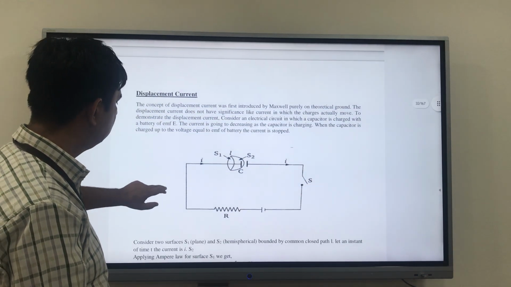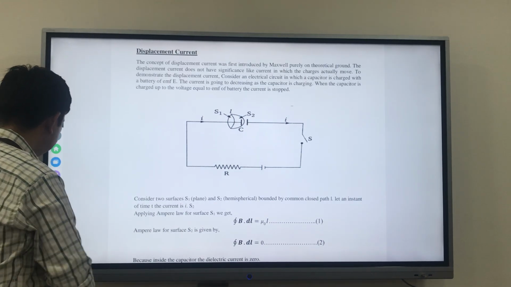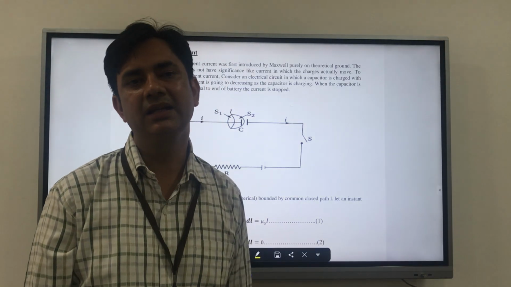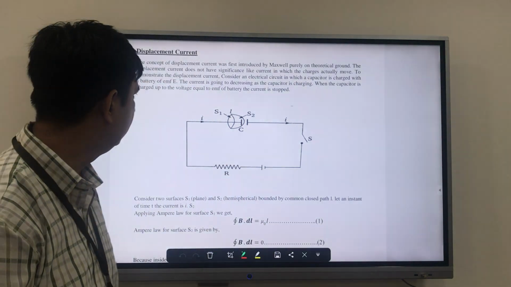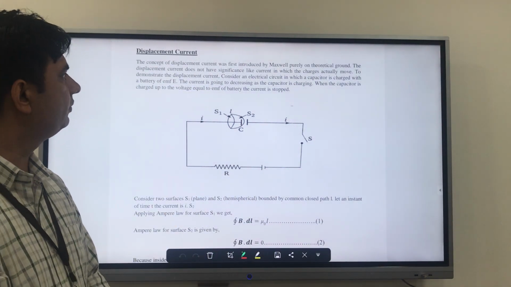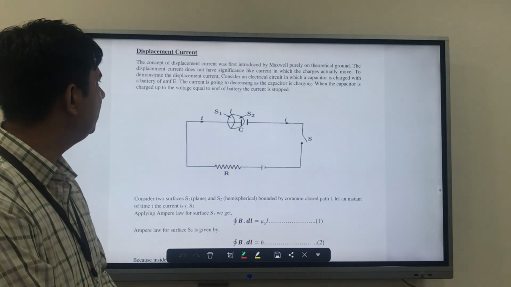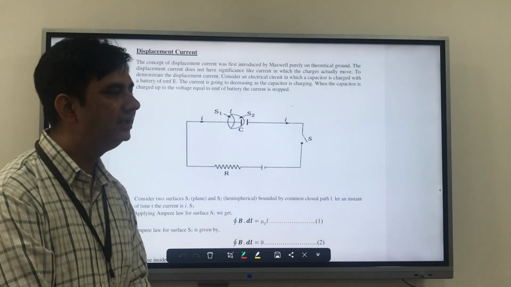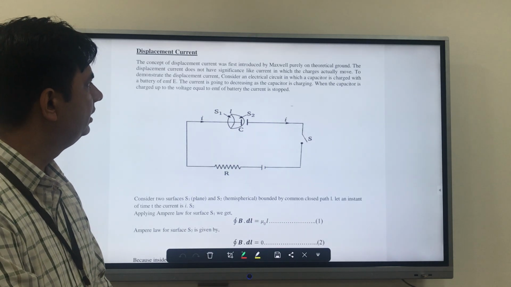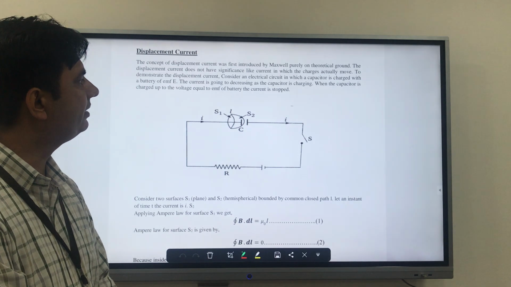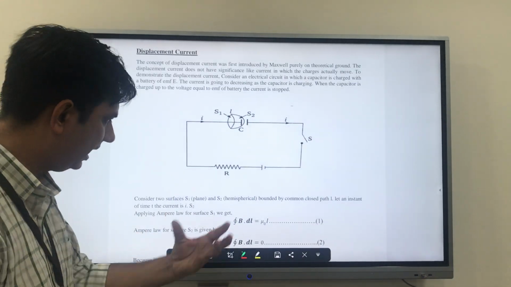Now, one more important term comes to mind when we are talking about electromagnetic theory, and that is displacement current. So what do we mean by displacement current? The concept of displacement current was first introduced by Maxwell purely on theoretical grounds. The displacement current does not have significance like the current in which the charge actually moves. To demonstrate the displacement current, consider an electrical circuit in which a capacitor is charged with a battery. So what he observed, I'll tell you.